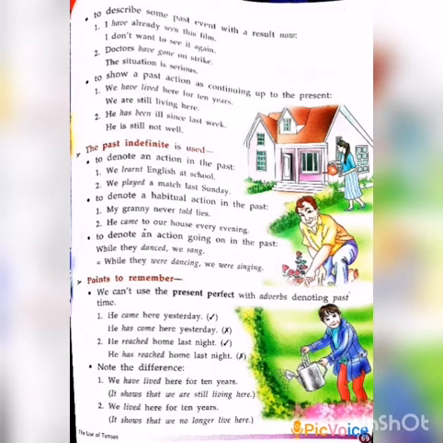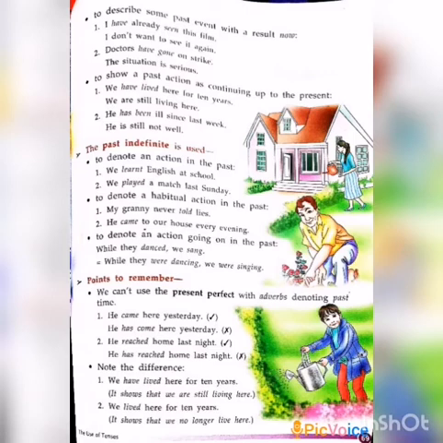Learnt is a V2. We played a match last Sunday. So the form is play, played, played. So it is a V2 form. And to denote a habitual action in the past, like: my granny never told lies. He came to our house every evening. So it is a habitual action that happened in the past. To denote an action going on in the past: while they danced, we sang. Words like when or while are used for the past form.